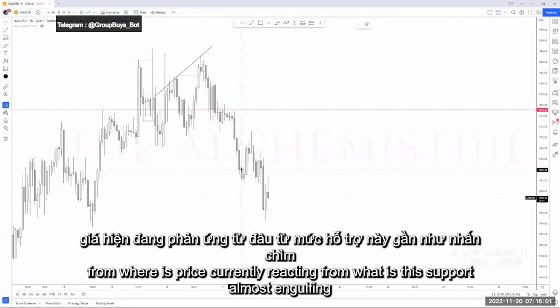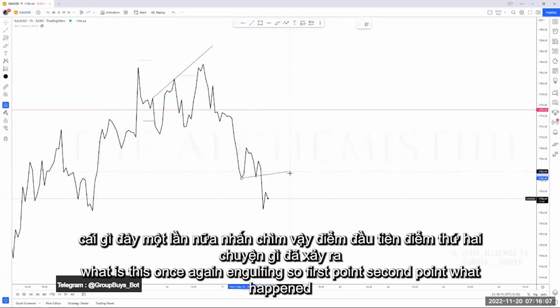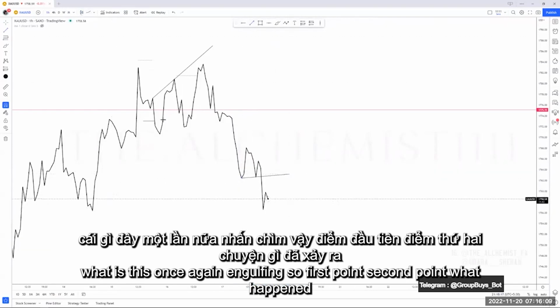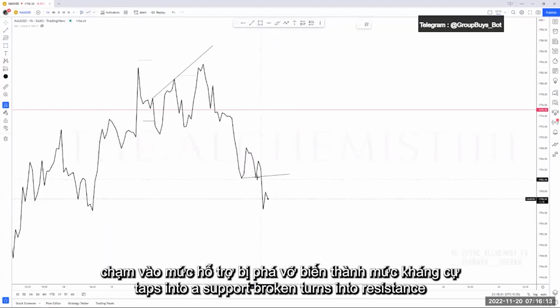What is this? Support. Almost engulfing. What is this? Once again, engulfing. So first point, second point. What happened? Price taps into a support, broken, turns into resistance.